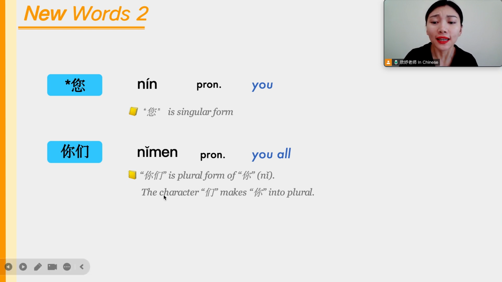So we know that the character 们 makes 你 into plural. 你 is just for one person, but 你们 is for two or more people. For example, to one person, we say 你好. But to a group, if you want to say hello everyone, you can say 你们好.